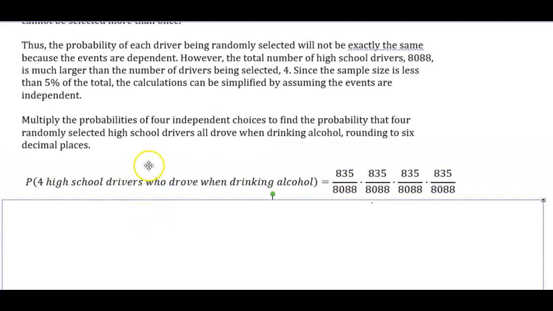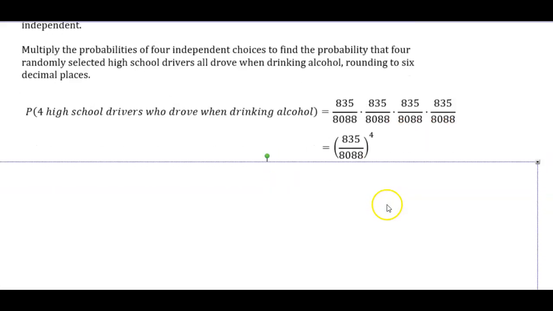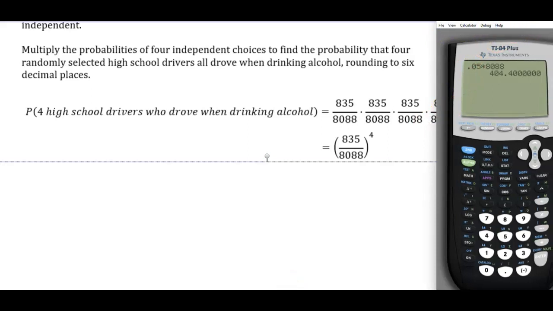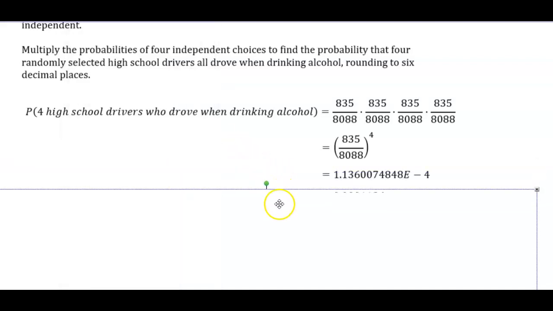So the probability that 4 high school drivers all drove when drinking alcohol is the fraction 835 over 8,088 times 835 over 8,088, 4 times. Another way of saying this is 835 divided by 8,088 to the 4th power. One way of doing this on the calculator is the following: parentheses 835 divided by 8088, and then we're going to raise it to the 4th power, and that gives us 1.136007848, and this is times 10 to the negative 4.